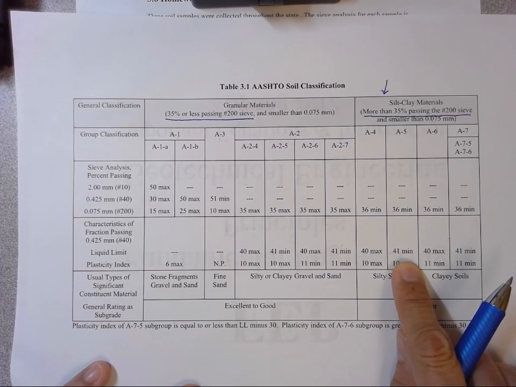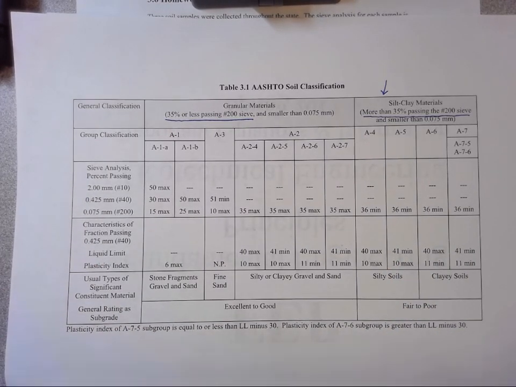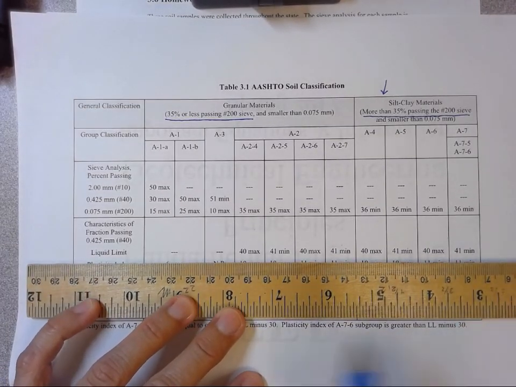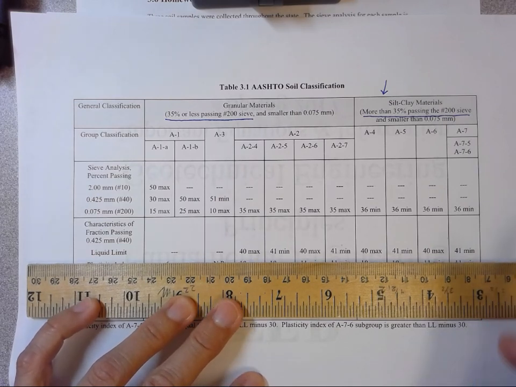I know my liquid limit, and if you want to, grab a ruler here. You can use a ruler to just make sure you're looking at the right line, or you could even draw a line on your table, that's fine too. So my liquid limit is 28%.